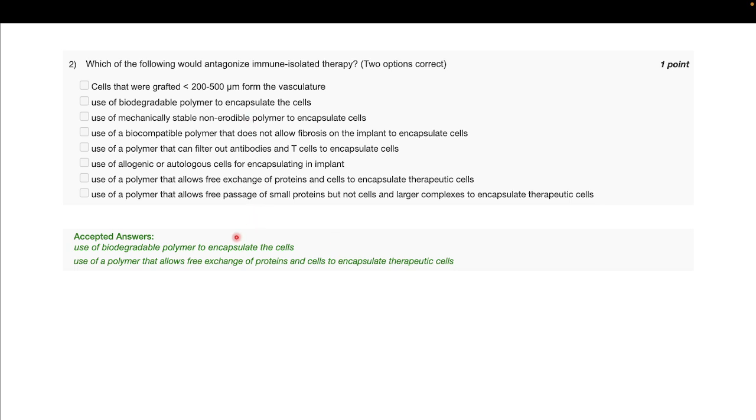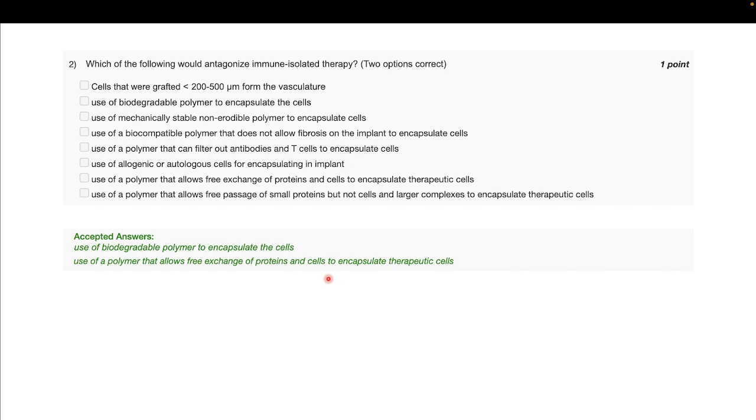So if you, let's say, have a biodegradable membrane polymer to encapsulate the cells, over time this polymer membrane is going to biodegrade, and that will expose your therapeutic cells to the patient's immune system. So this is what we don't want. So that's why one option for this answer is use of biodegradable polymer to encapsulate the cells will actually antagonize the immune isolated therapy. Next is use of a polymer that allows free exchange of proteins and cells.